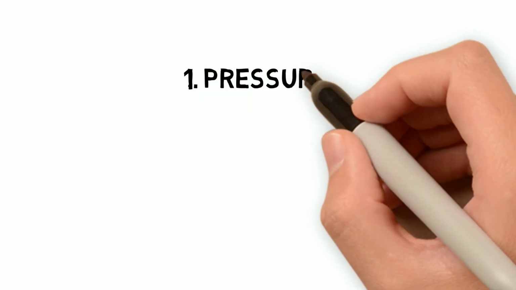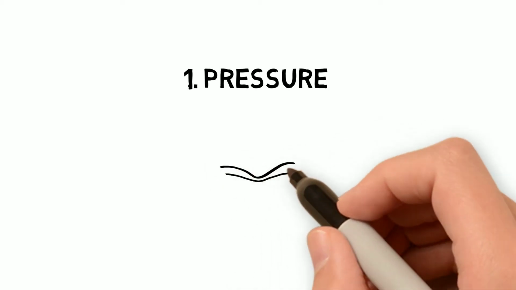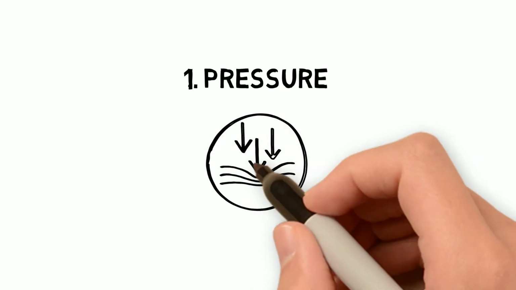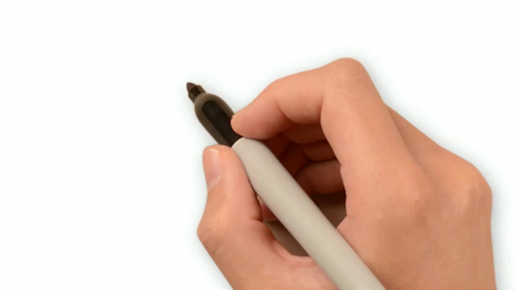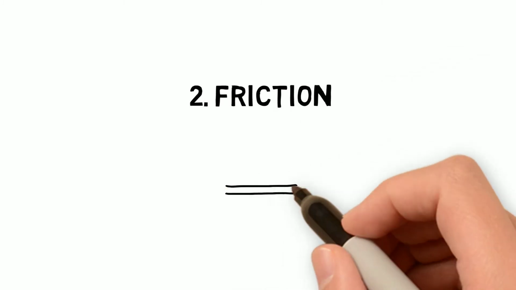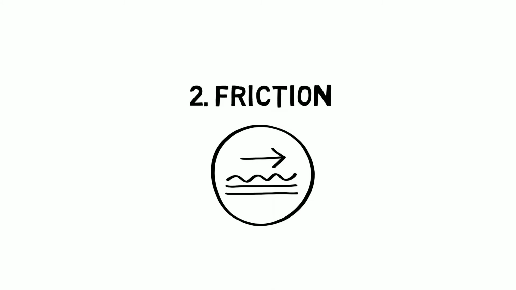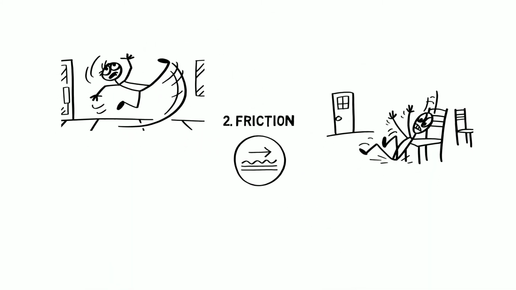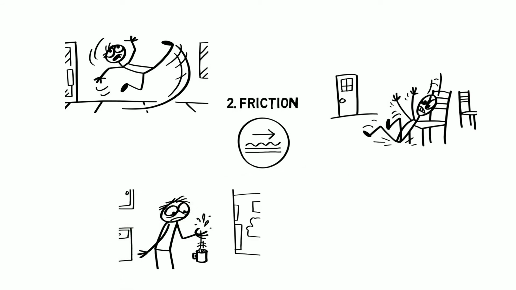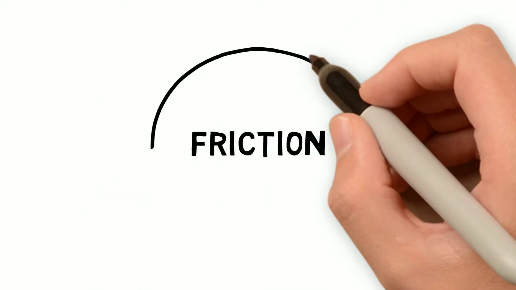Number 1, pressure. Pressure is easy to understand. It's the weight or force applied to the skin surface. This force compresses tissues and cells, causing cell damage or cell death. But despite the name pressure ulcers, it's not the only factor that matters. 2. Friction. In the simplest of terms, friction is the rubbing of 2 surfaces against each other. Without friction, you wouldn't be able to walk down the street, sit in a chair, or hold your coffee cup. But when it comes to the formation of pressure ulcers, friction is a very bad thing.